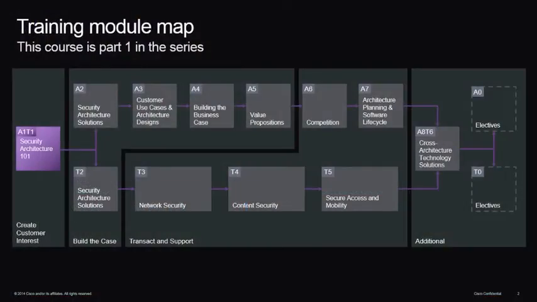There are two paths of training to achieve a Cisco specialization, one for account managers and one for systems engineers, that span across 4 areas: create customer interest, build the case, transact and support, and additional electives. This flowchart shows the progression each role must take in order to achieve specialization. The first modules and the final series module are identical for both roles.